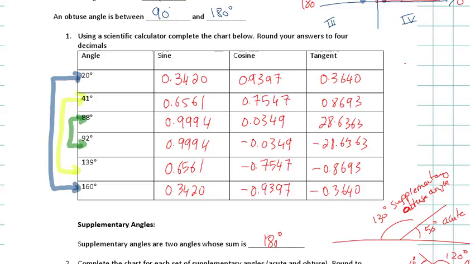Okay? Now, that means that if I do on the calculator sine inverse of 0.342, can you guys do that for me? Do sine inverse of 0.342. What do you get?